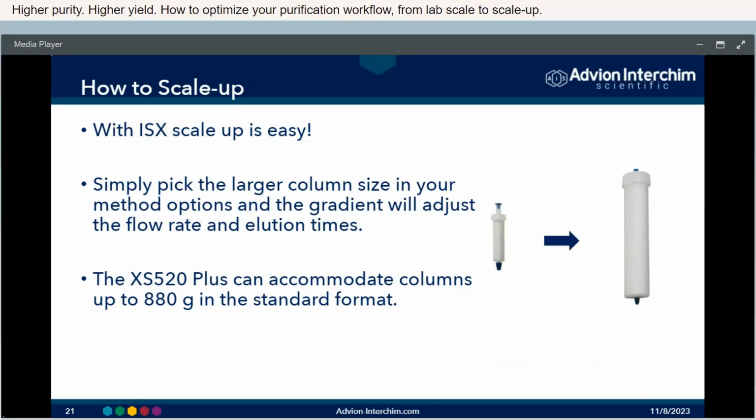Scale up is also very easy with the IntersoftX software, okay? So if you develop a method on, let's say, a 4-gram cartridge, to scale it up to a 40-gram cartridge is not challenging. You're just simply going to tell the system you're using a larger cartridge and have it change the flow rate and times for your gradient. And it's really as simple as that. And again, you can accommodate up to 880-gram cartridges in the standard format. So it's a fairly large purification scale.